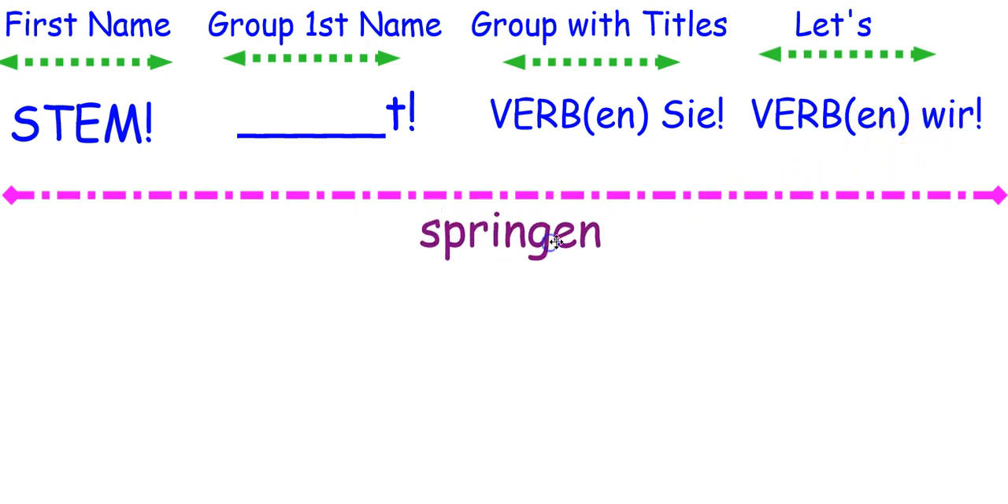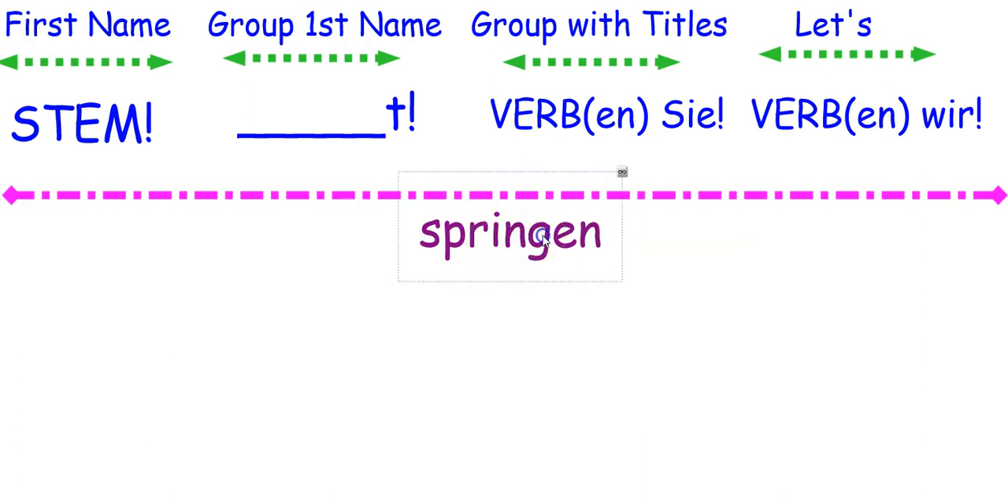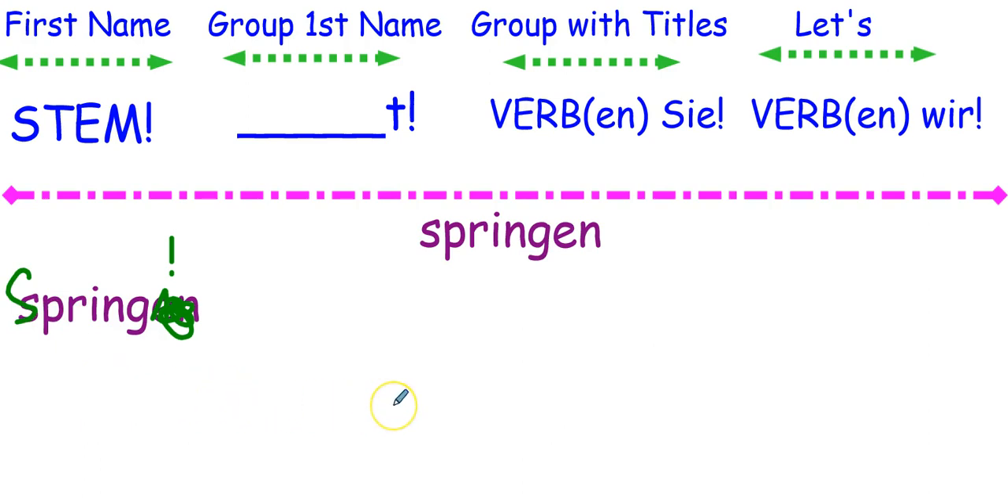So let's take a look at this with the verb springen. Springen is to jump. So let me go ahead and clone this. So if we were to tell one person to jump, we would simply go ahead and say spring and capitalize the S. So Heidi, spring. Helga, spring.